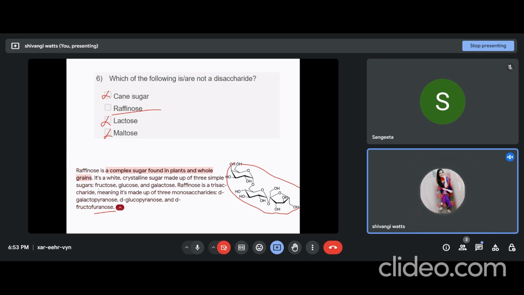So, which of the following is not a disaccharide? Raffinose is not a disaccharide.